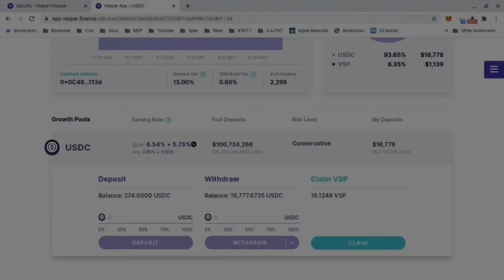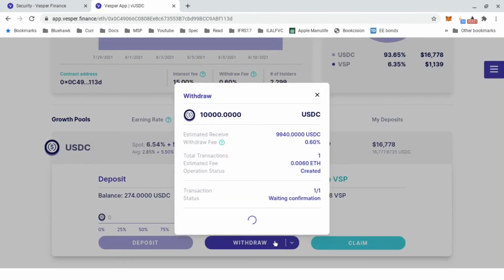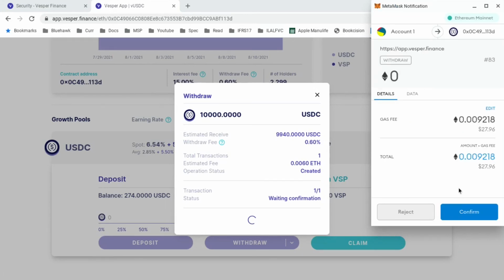To withdraw, enter an amount. Click Withdraw and approve the transaction. Only one transaction is required for withdrawals. A withdrawal fee of 0.6% applies to all withdrawals from Grow Pools.